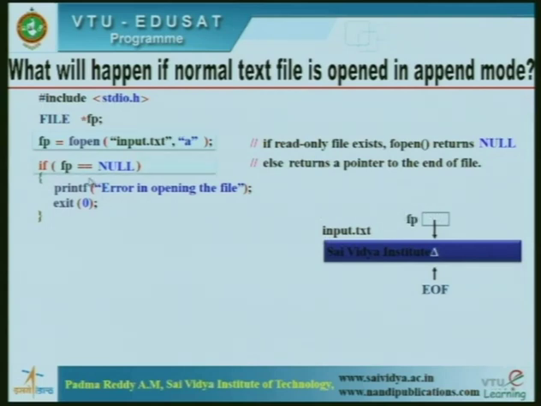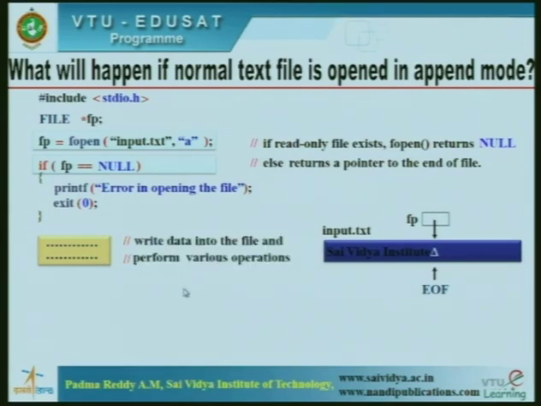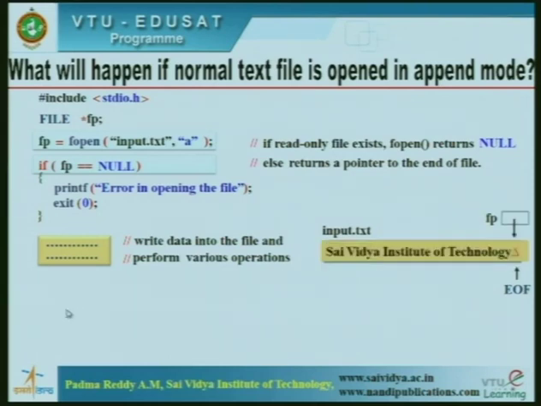So is fp equal to null? fp is not equal to null because fp is pointing to the end of the file. So control comes out of the if statement and these statements are executed. Here we can write the data into the file and perform various operations on the file, and finally we can close the file. So here we can write the text Sai Vidya Institute of Technology, and finally we can write fclose(fp). When I say fclose(fp), we are closing the file pointer.